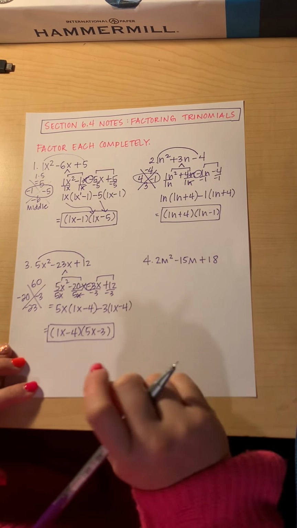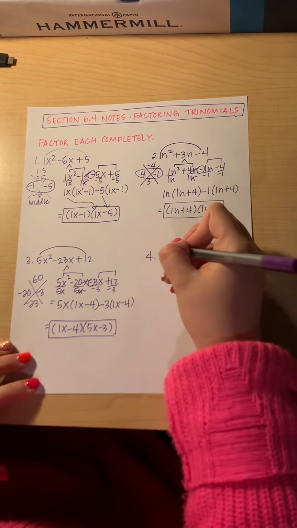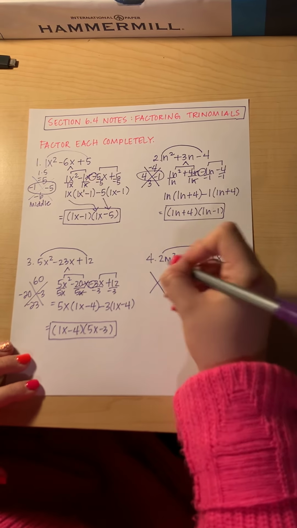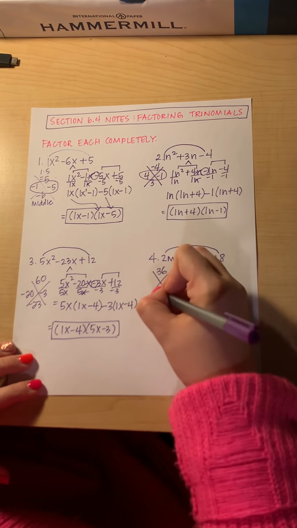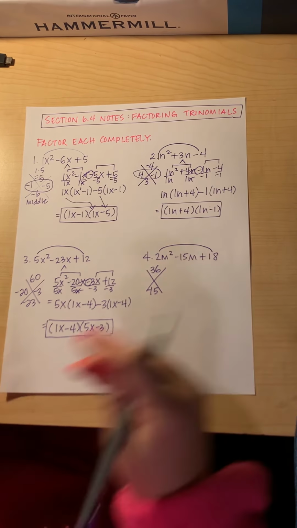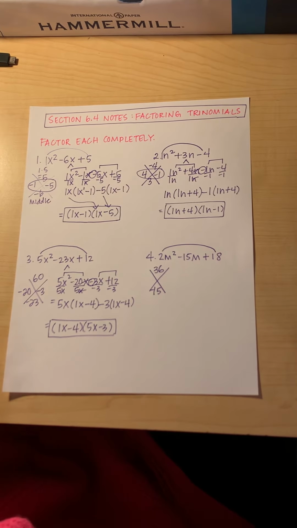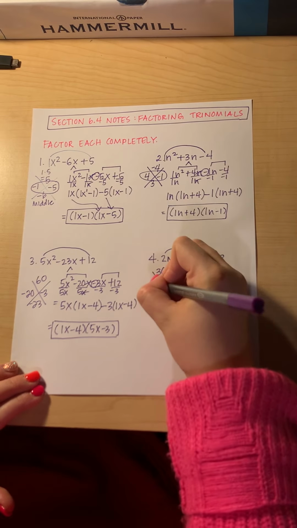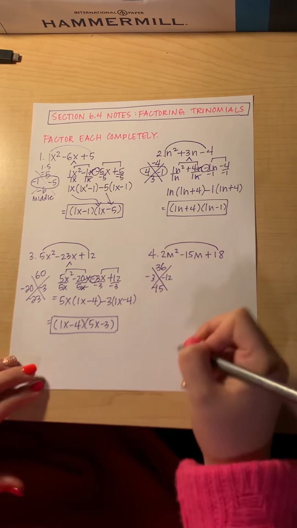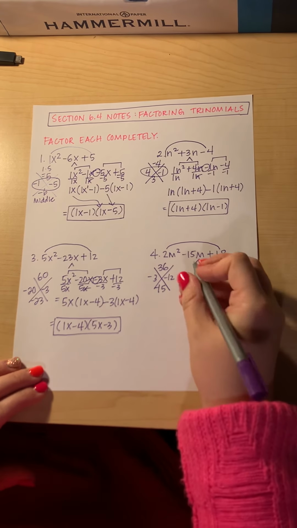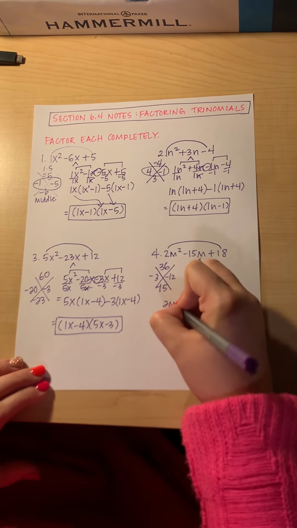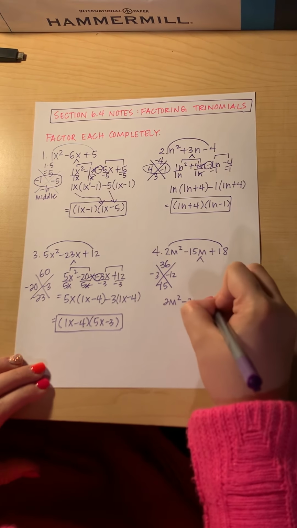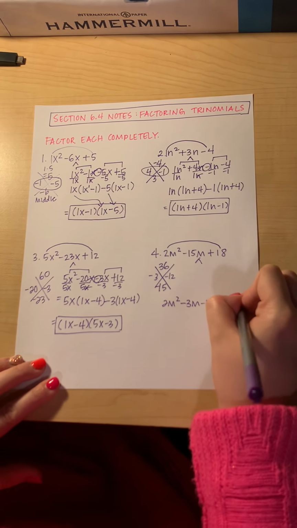Okay, one last one that's kind of like this. We're dealing with 2 and 18. So 2 times 18 is 36, and our middle number is negative 15. So we've got a lot of options for what two numbers multiply to 36. The only thing that's going to work for us is if we use negative 3 and negative 12. So let me come down here and write that problem out. 2m squared minus 3m minus 12m plus 18.